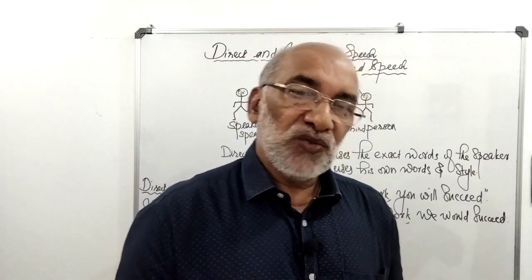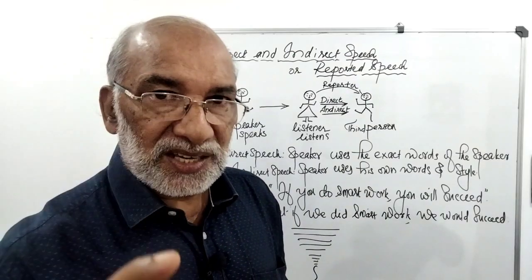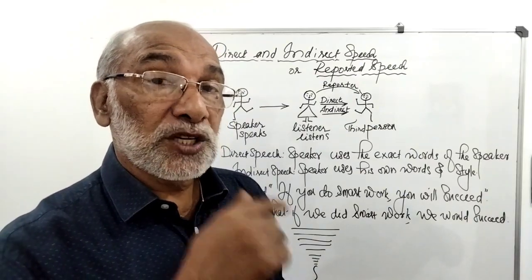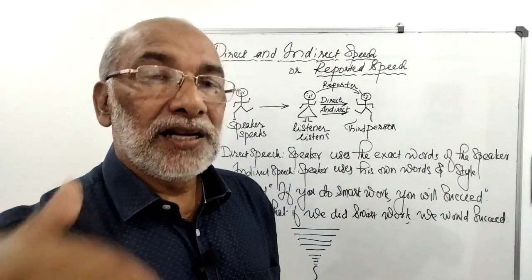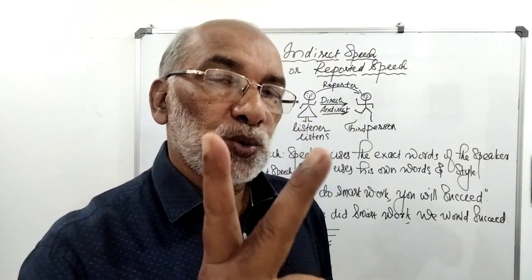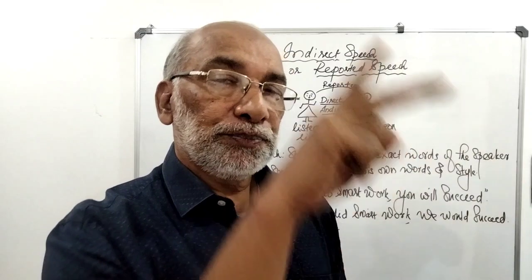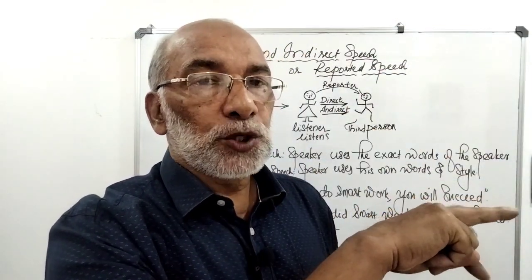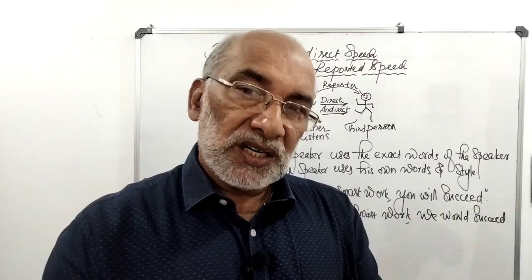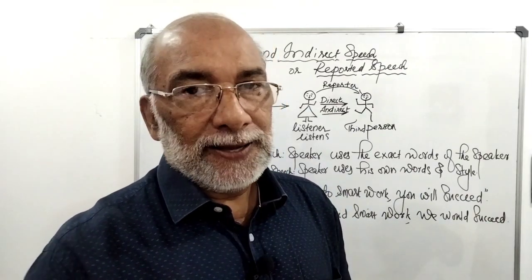I can just recollect it once again for you, and that is, see, there is always a speaker, and the speaker speaks. And there is a listener, and the listener, after listening to the speaker, turns out to be the reporter, and when he or she reports, he or she can do it in two different ways. One is direct and the other one is indirect. Direct means you quote the exact words of the speaker and communicate. Indirect means as an individual you use your own words and style and communicate the idea of what the speaker said to a third person.